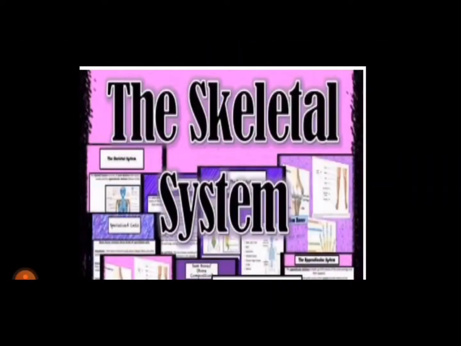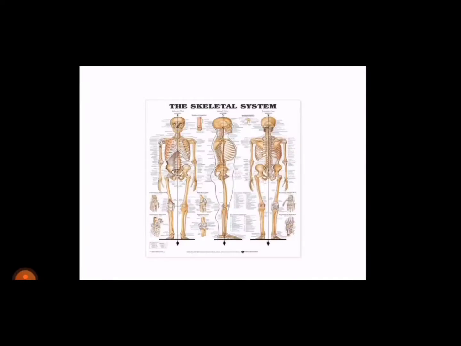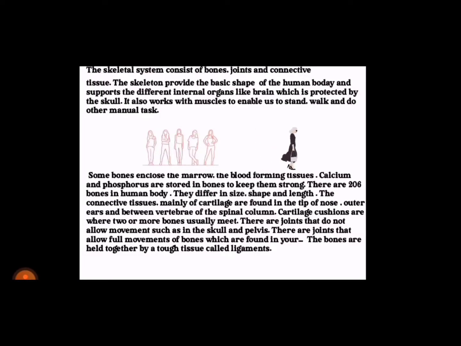The skeletal system. The skeletal system consists of bones, joints, and connective tissue. The skeleton provides the basic shape of the human body and supports the different internal organs like the brain, which is protected by the skull. It also works with muscle to enable us to stand, walk, and do other manual tasks.